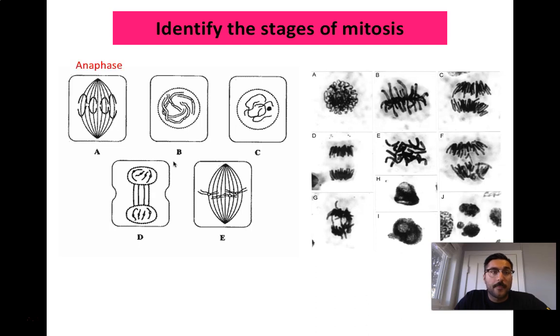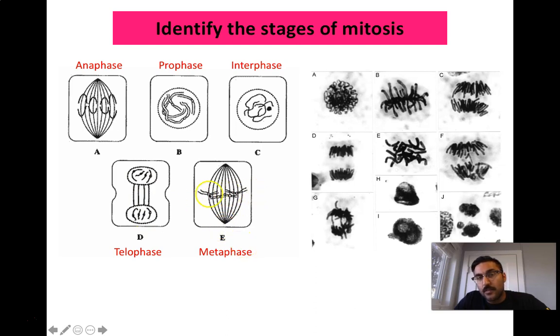Okay, here's the answers. So this is anaphase, they're tearing apart. Prophase, because everything's preparing, sort of starting to condense. Interphase, because everything's just sort of spaghetti at this point. D in this image is telophase, they're tearing apart. And E is metaphase, everything's lined up along the middle. This is not in order, obviously, this is just a random question.